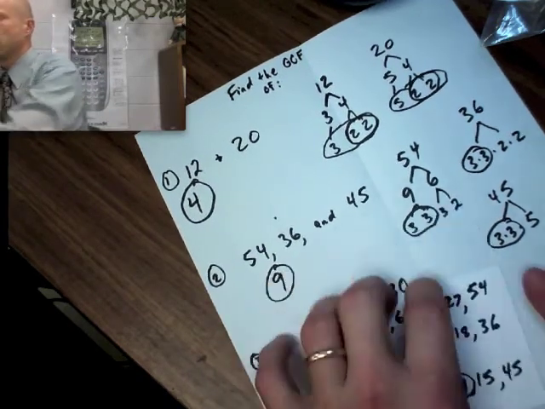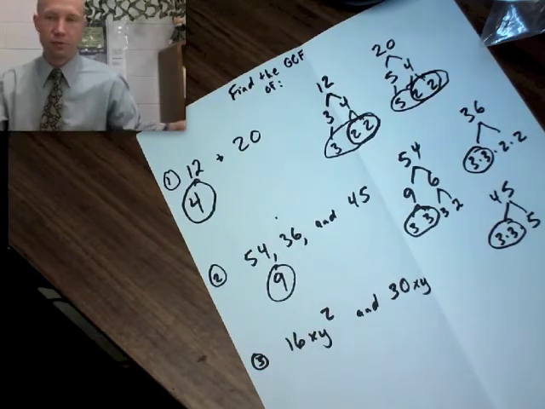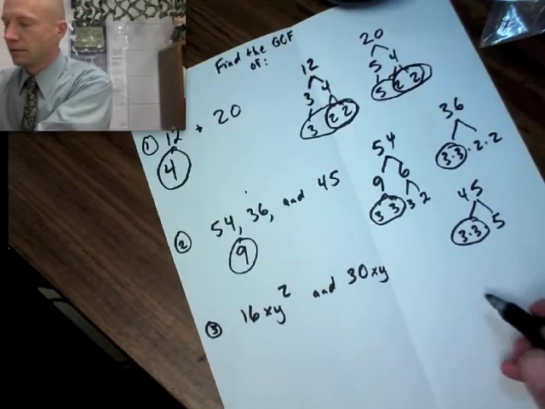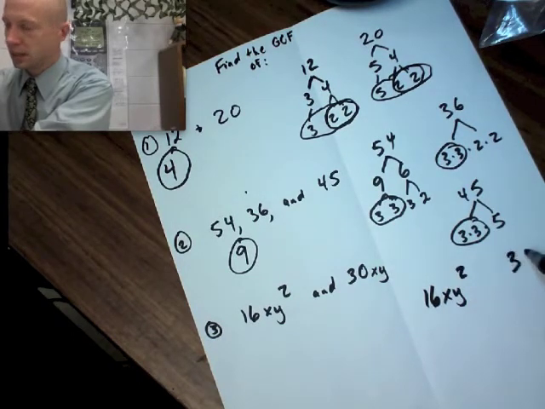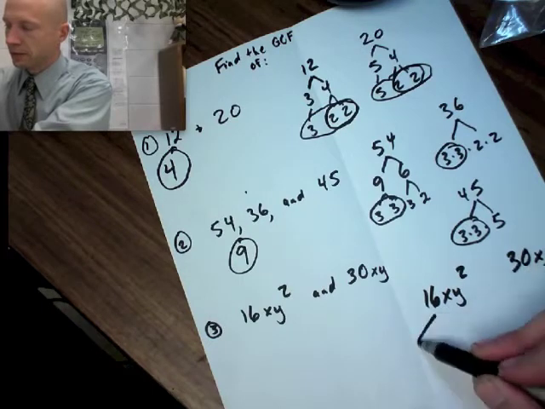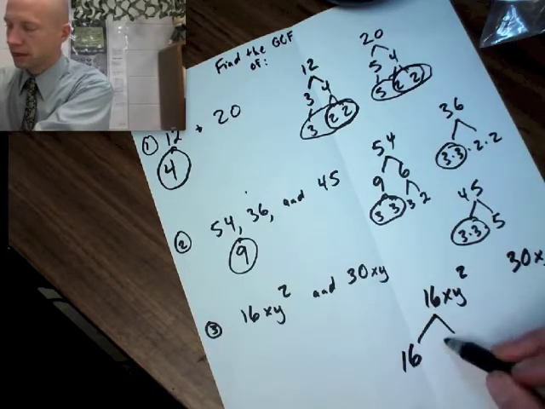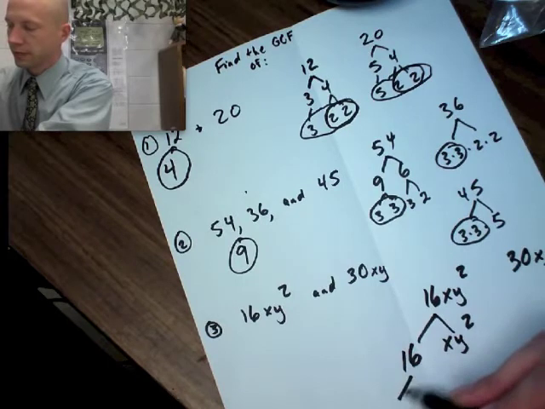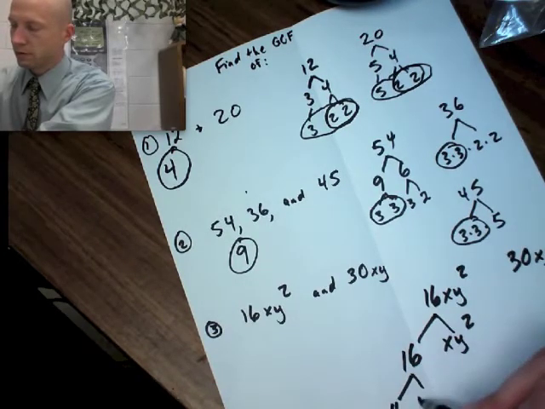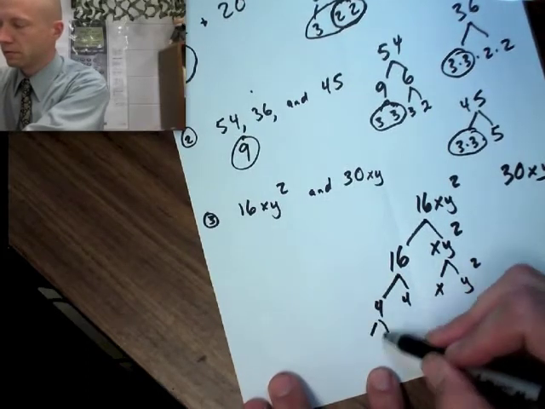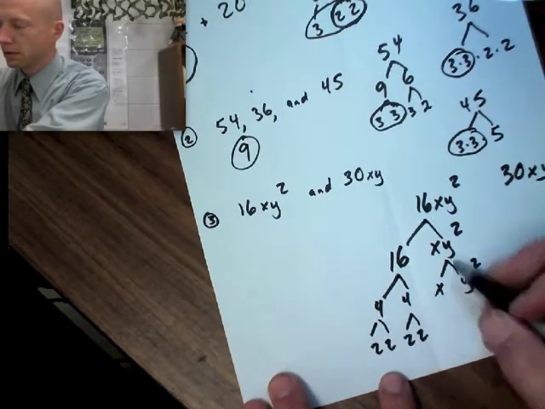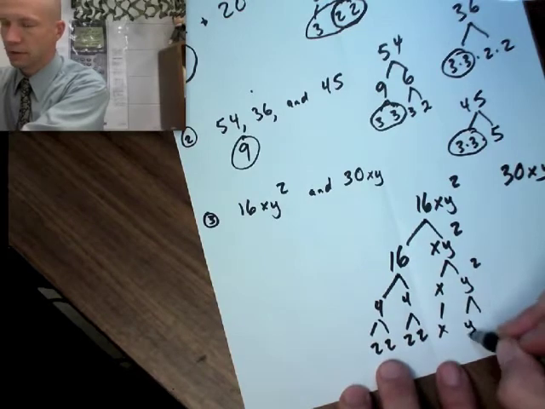All right, here's the more difficult one, but it's still doable. Take 16xy squared and 30xy. This is 16 times xy squared. That's 4 times 4. That's x. That's y squared. Okay, that's 2 times 2. That's 2 times 2. That's x. That's y times y. Okay, I'm done here.